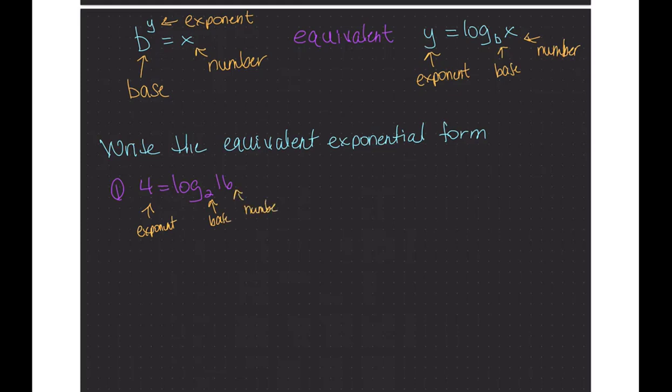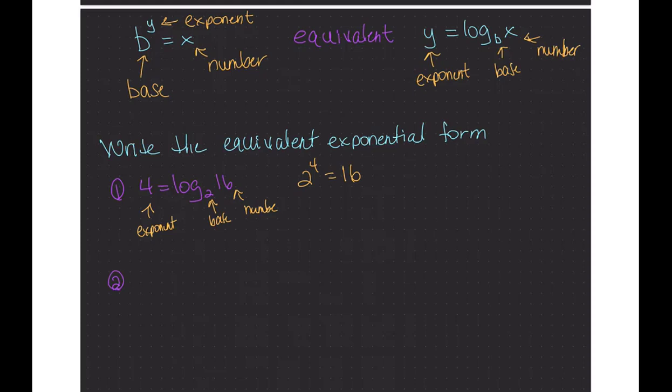So to write that equivalent form, we would have our base 2 raised to an exponent of 4 equals our number, which is 16. And on this one, we can even double check it. What's 2 to the 4th? 2 to the 4th is 16.